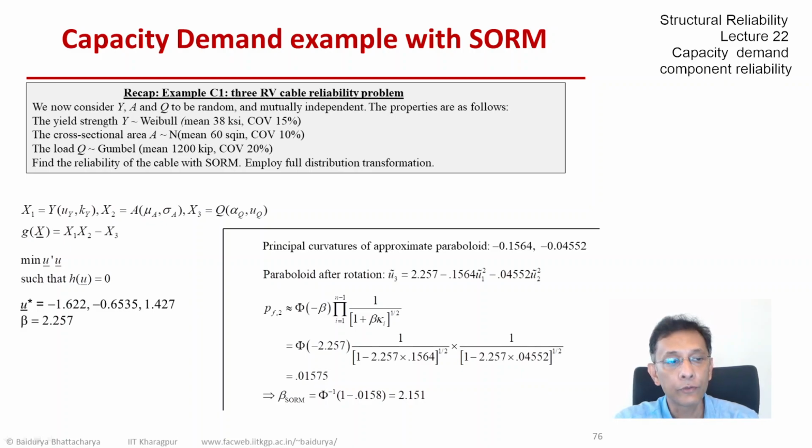2.26 obtained from FORM. So we see that there is a significant amount of improvement or change from first order to second order answers. But obviously, which one is correct? We did solve this problem with MCS, with Monte Carlo simulations, and the answer was an equivalent beta of about 2.15. So clearly, in this example also, an approximate second order correction almost removes all the error, and we end up with an answer that is almost the same as the accurate, the exact value.